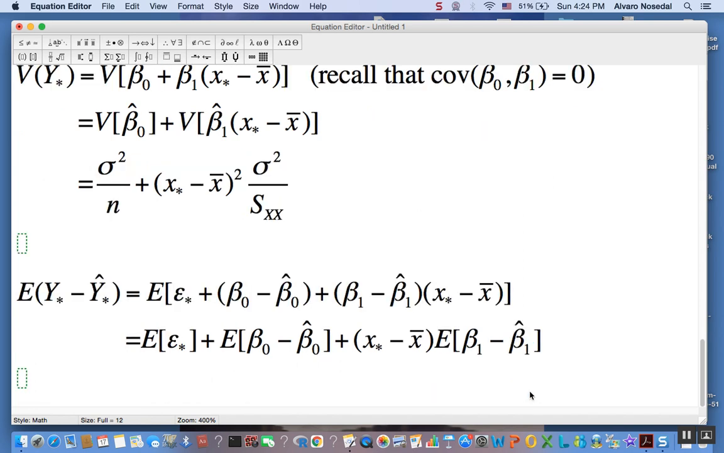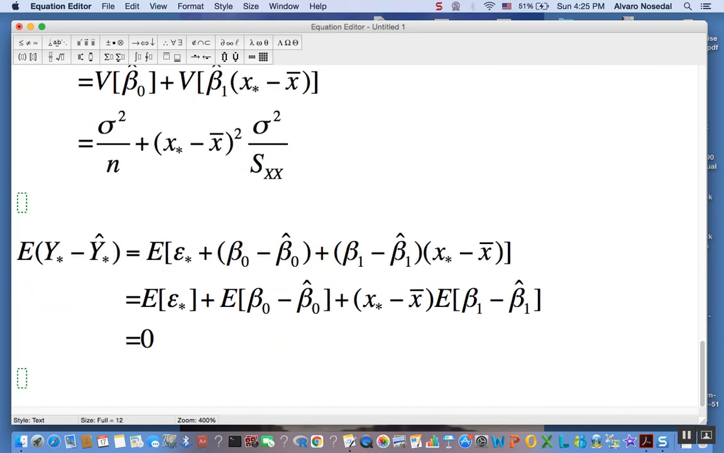So in the end, by assumption, the expected value of epsilon star is 0, the expected value of that difference, beta 0 minus beta hat 0, is going to be 0, and the expected value of beta 1 minus beta hat 1 is going to be 0 times x star minus x bar. That's going to be 0 in the end. Okay, so the expected value of our prediction error is 0.